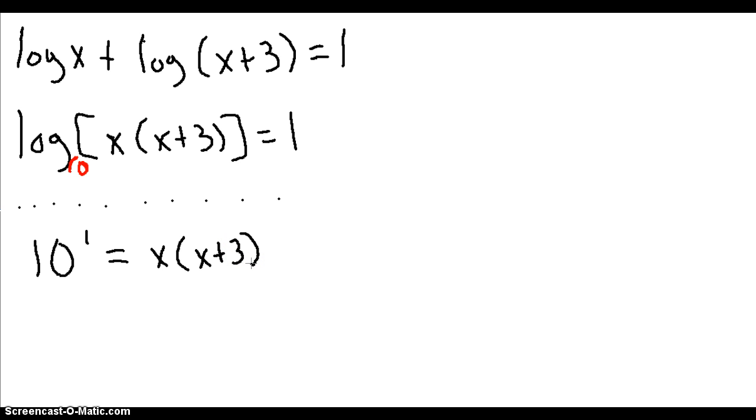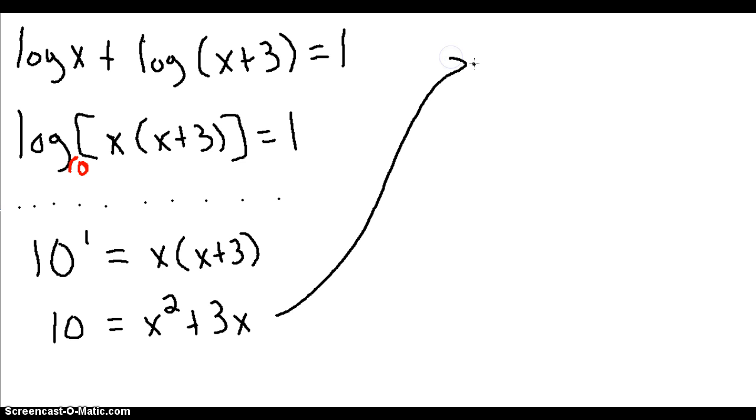Now from here, we end up with a quadratic equation, because what we want to do next is distribute, get rid of those parentheses, and also take care of this exponent. 10 to the first is just going to be 10 equals, and when we distribute, we're going to get x squared plus 3x.